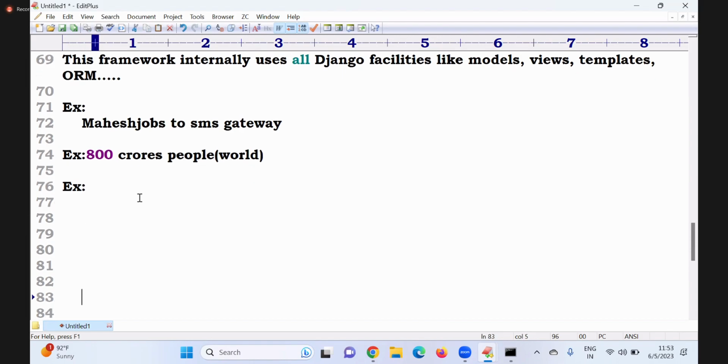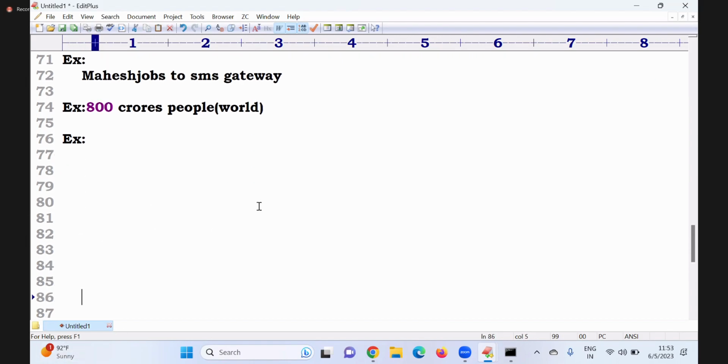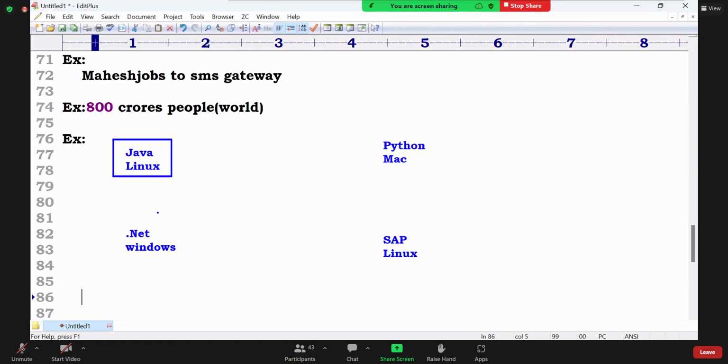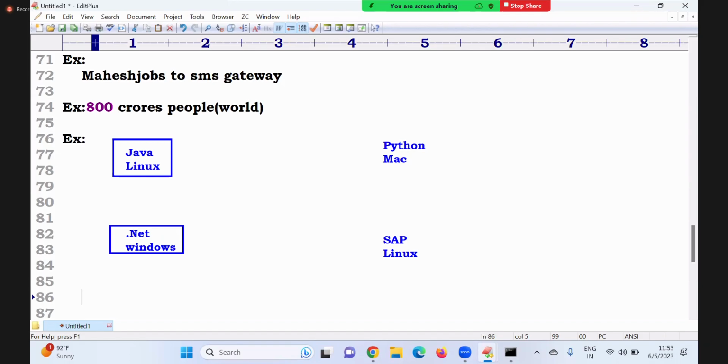For example, sir, I have implemented one Java application using Linux, installed on Linux. One .NET application is there, I can implement it on Windows. Suppose I implemented a Python application on Mac. I can implement one SAP application on Linux. So in my hand, 4 applications are there: Java, .NET, Python, and SAP.